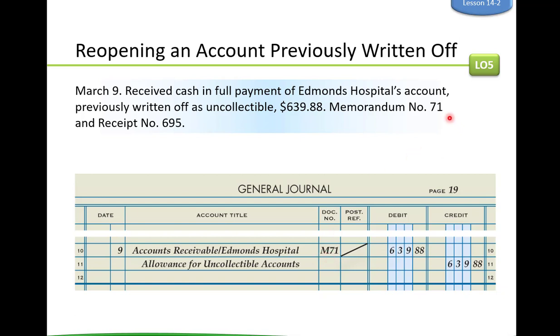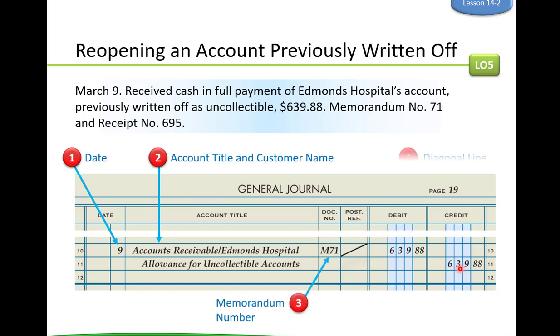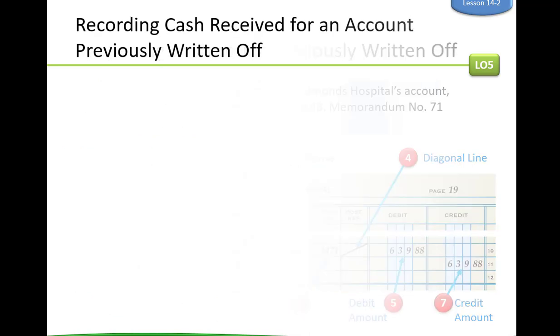This is from the memo 71, and the receipt $695. And the credit is over here. We put the date, put the account title, put the memorandum number, put the diagonal line because we are going to be splitting that account information. We're going to have the subledger referenced as well in that one. The debit amount, the account title for your credit, and the credit amount.